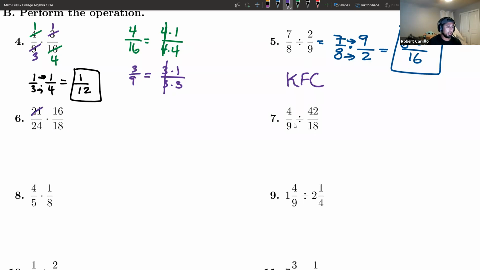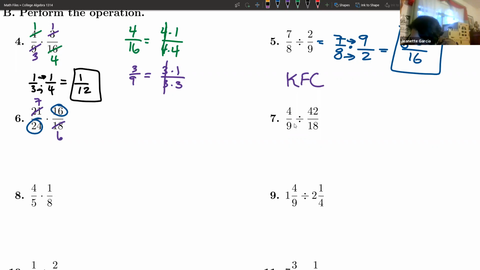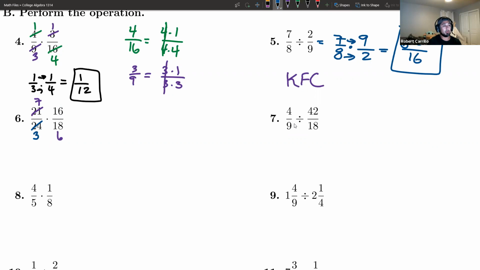So I'll take a 3 from 21. You get 7. I'll take a 3 from 18. You get 6. Okay. And then we look at 24 and 16. What's the biggest number I can take from there? 8. 8. Very good. All right. So take an 8 from 24, you get 3. Take an 8 from 16, you get 2.